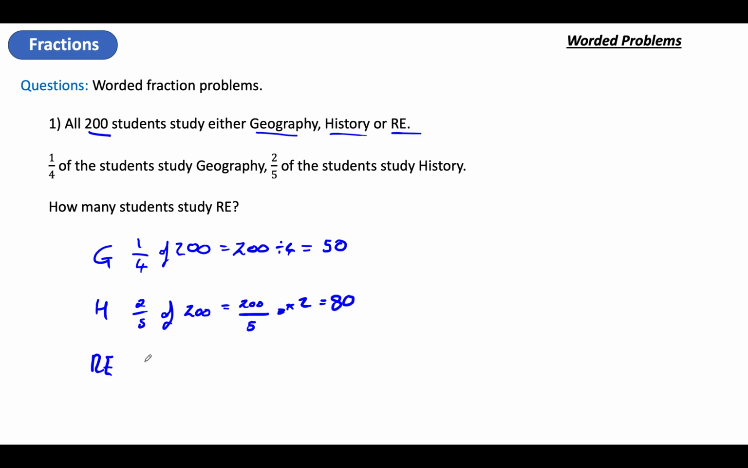Now, if I want to know RE, then I need to do the total number, take away 80, take away 50. Now, there are other ways that you could do this, but in this particular case, that's what I've done. The main thing is that you get to the right answer, which is 70. There are 70 people doing RE. And you should also find that if you added up all 3 of these answers, it should add up to 200, which it does.